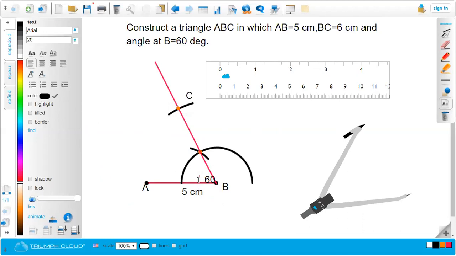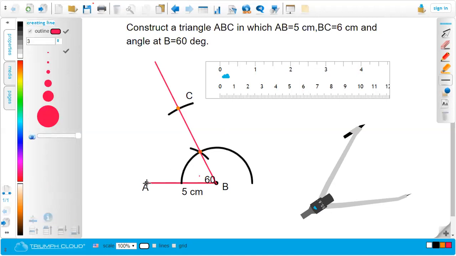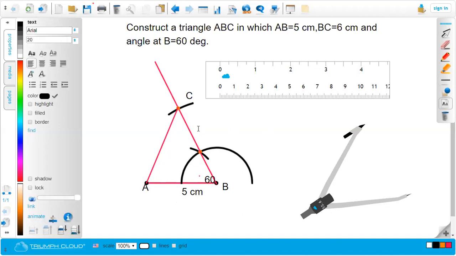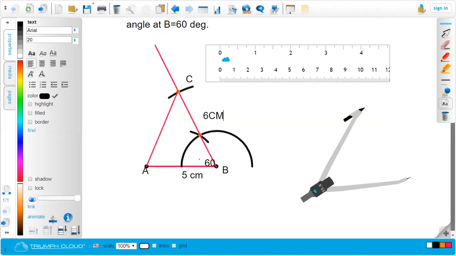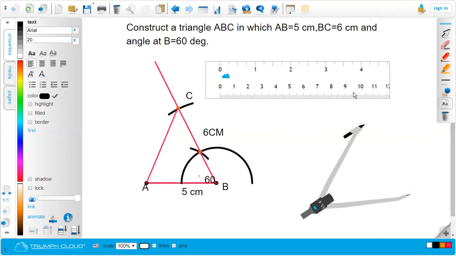Okay, let's join A to C. This is the point A, and let's join A to C. Here a triangle is constructed. Triangle ABC is constructed in which the side AB is 5 centimeters and the angle between the sides AB and BC is 60 degrees, or we can say the angle at the point B is 60 degrees, and the length of side BC is 6 centimeters. Here we finally construct a triangle ABC by fulfilling these given conditions.